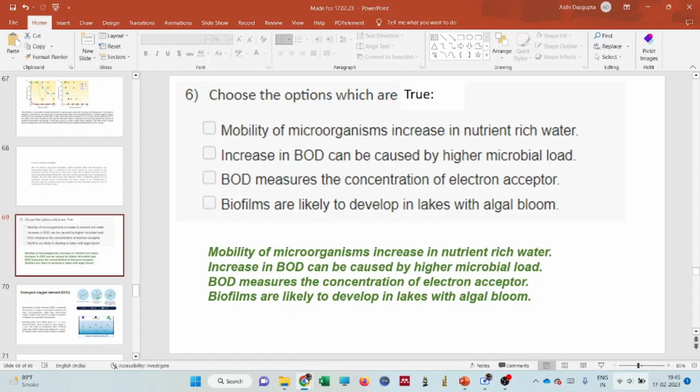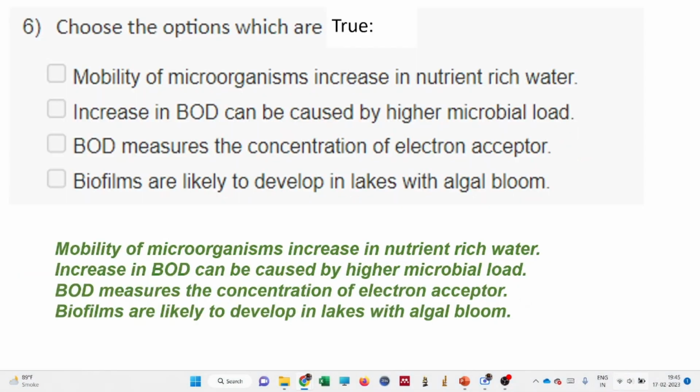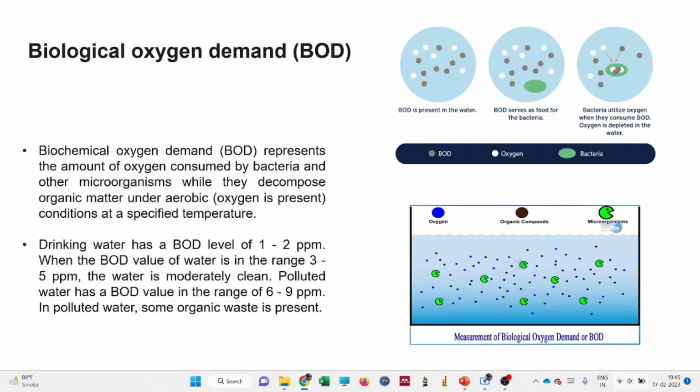So I'll move on to the answers. I'll describe why I think all these options are true. So we'll first talk about biological oxygen demand. I think we have already discussed the meaning of biological oxygen demand in the first class.